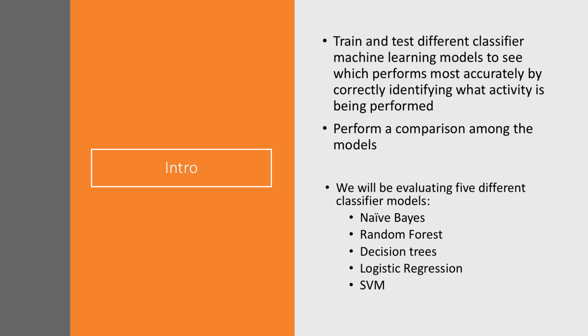The point of this assignment is to train and test different classifier machine learning models to see which performs most accurately by correctly identifying which, in our case, activity is being performed. And then we will also perform a comparison among the different models that we are testing. We'll be evaluating these 5 different classifier models: naive Bayes, random forest, decision trees, logistic regression, as well as SVM.